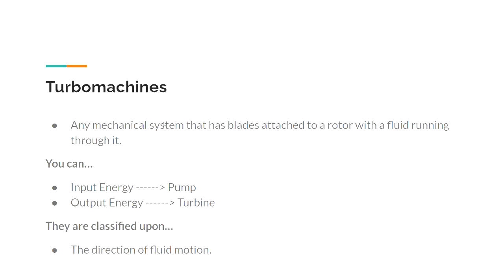A turbo machine is classified as any mechanical system that has blades attached to a rotor with a fluid running through it. So you can either input energy to move the fluid like a pump, or you can have an already moving fluid and have it output energy through a turbine. And they are classified upon the direction of fluid motion.